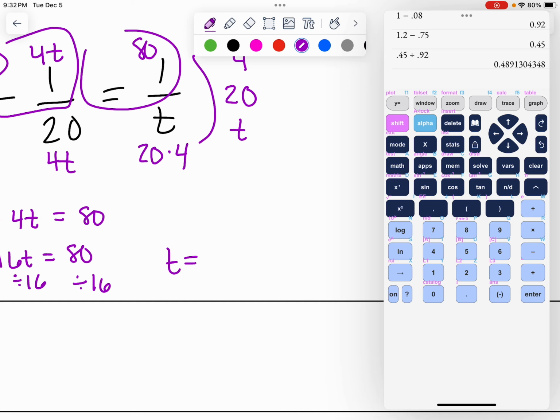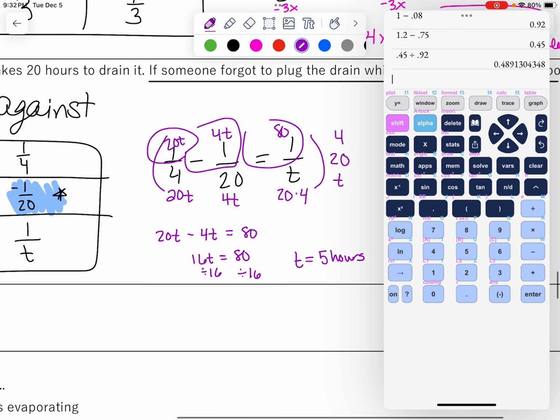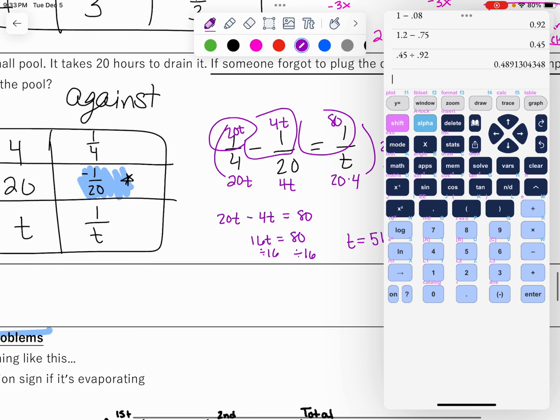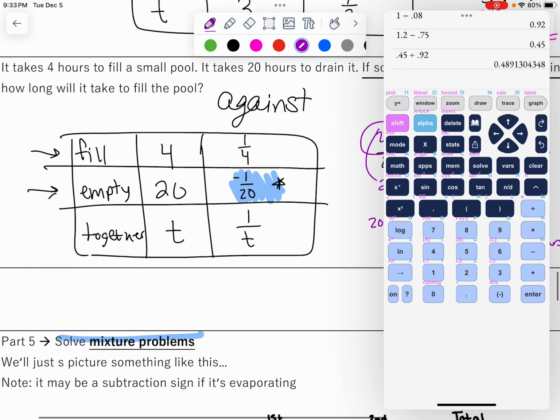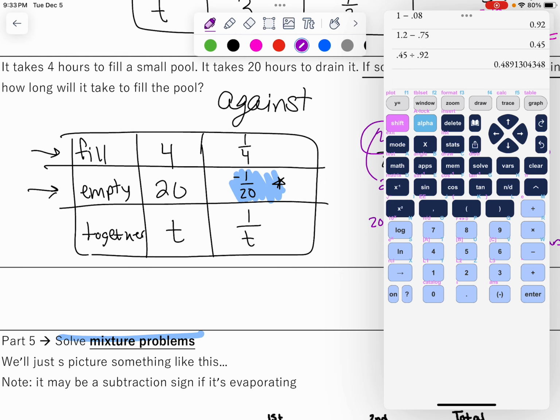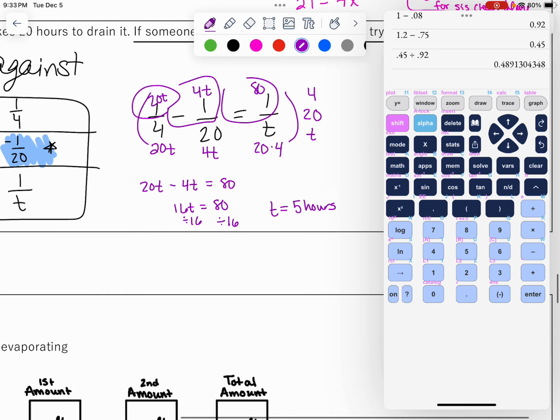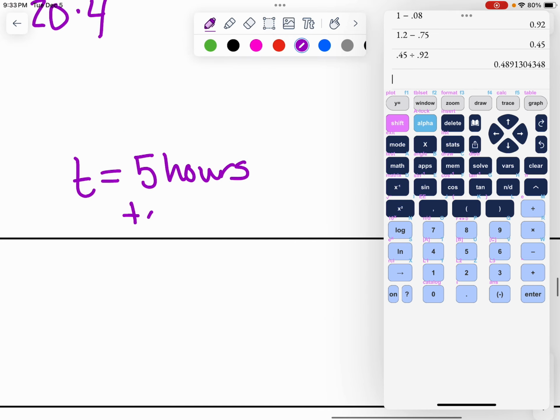What's 80 divided by 16? Oh, my. Is it 5? Yep, 5 hours. Did you already have that written down before I said it? Yeah, a little bit. I did it in my head too. 5 hours to, where in the world is that? Oh, empty. Fill that pool. Fill it, not just fill it though. Fill it while it's also emptying. Yes. To fill while emptying.